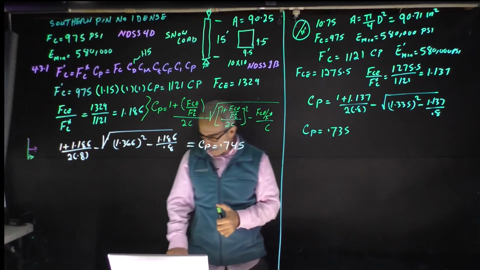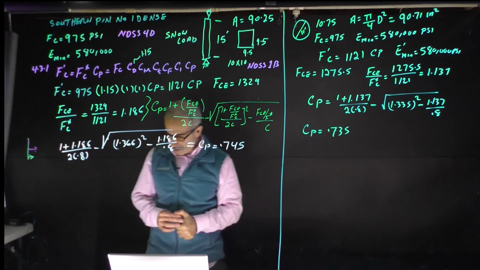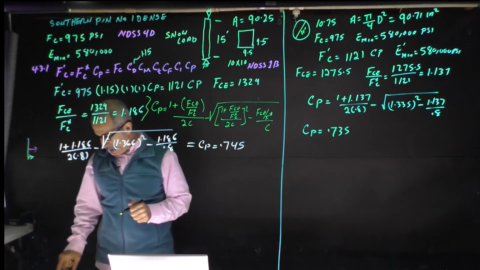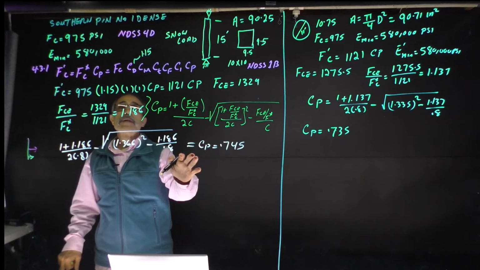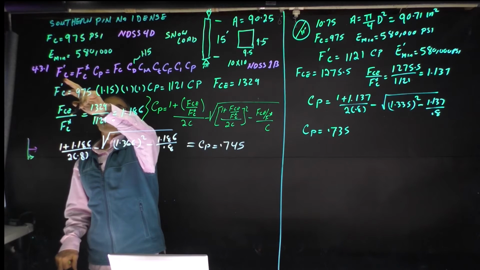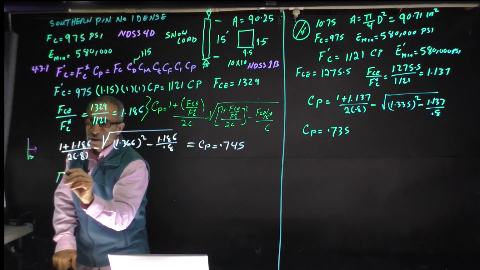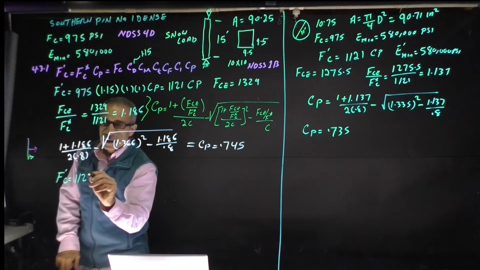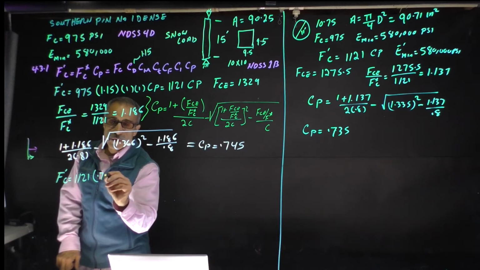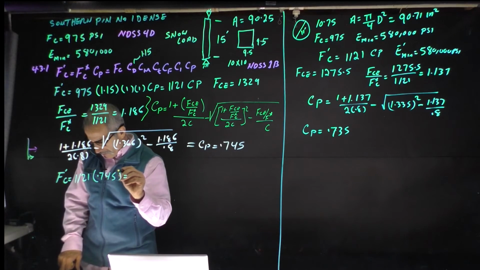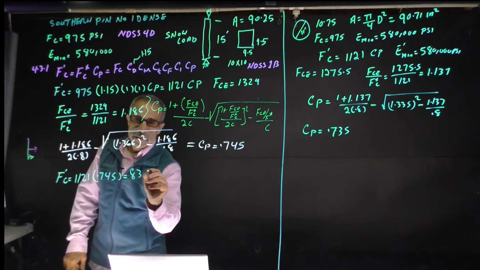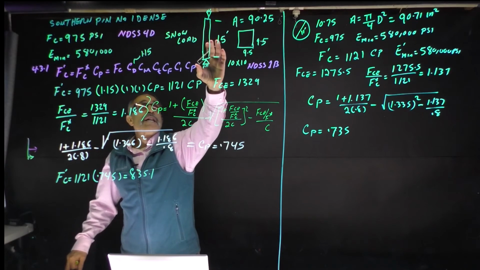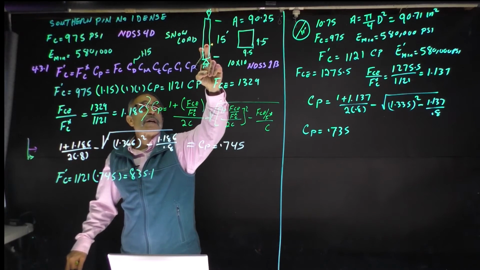Of course, the cross section is a little bit different. And the next thing I'm going to continue, I'm going to come back in here. We found our CP. Now we're going to find out what F'c is. All this was to find out what F'c is. So F'c is equal to 1121 times CP, which was 0.745, and that gave me a value of 835.1.